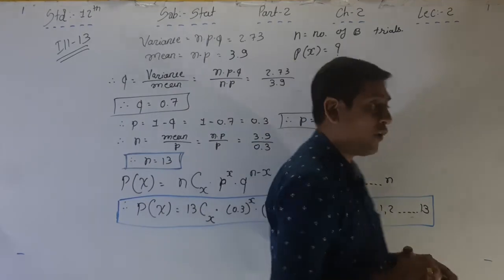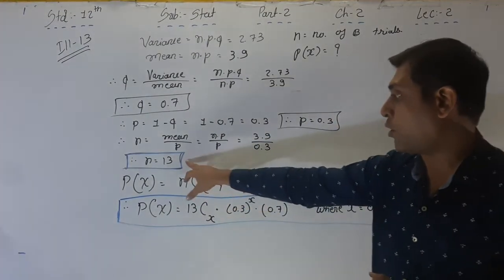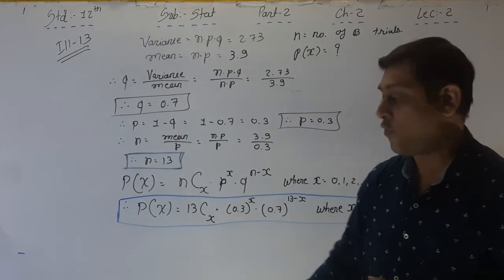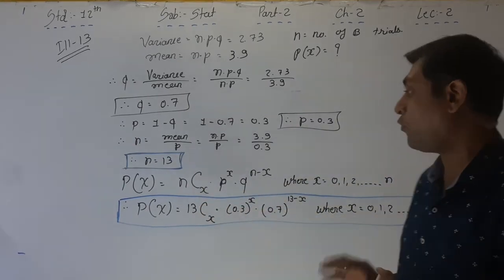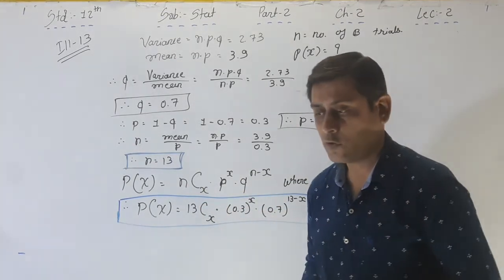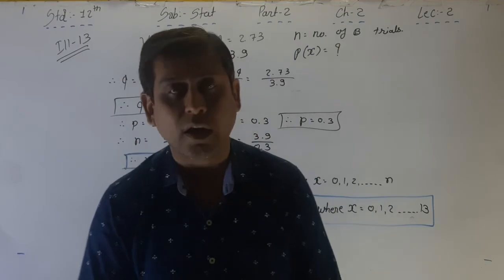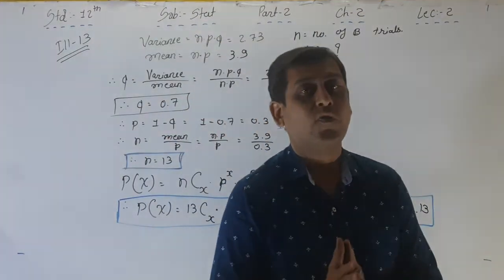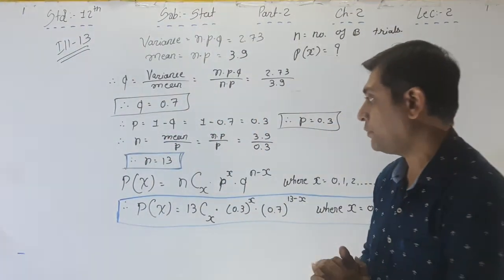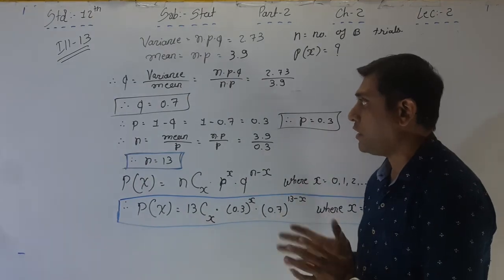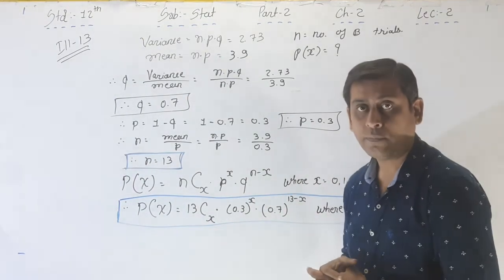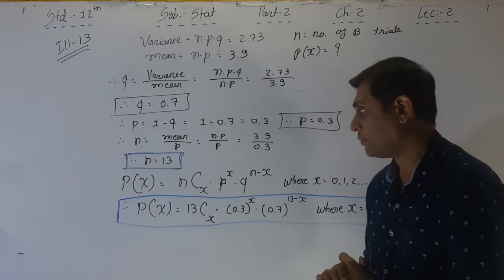Two questions. Find out the number of Bernoulli trials, that is n is equal to 13, and find out P of x. This is the answer of P of x. Very easy, and it is a compulsory 2-mark sum, short sums, which will be asked in section C. Okay, so it's very easy and it is also an important one. So please write down these.